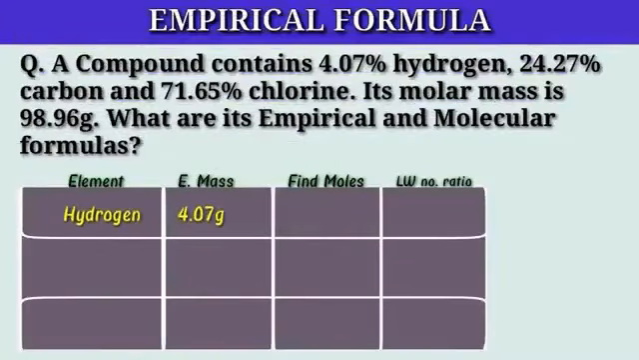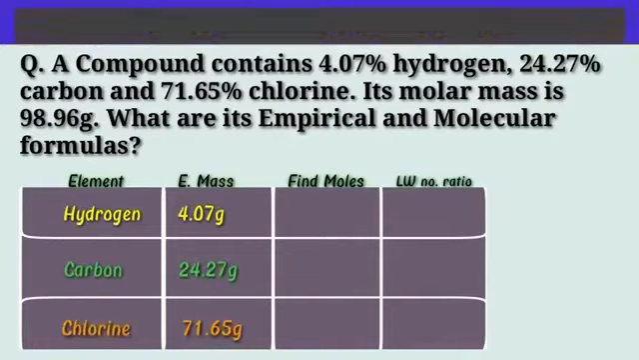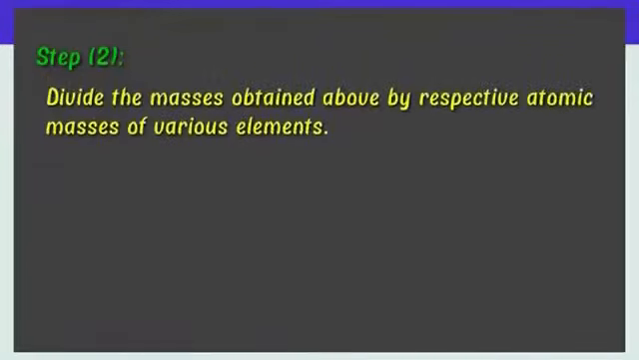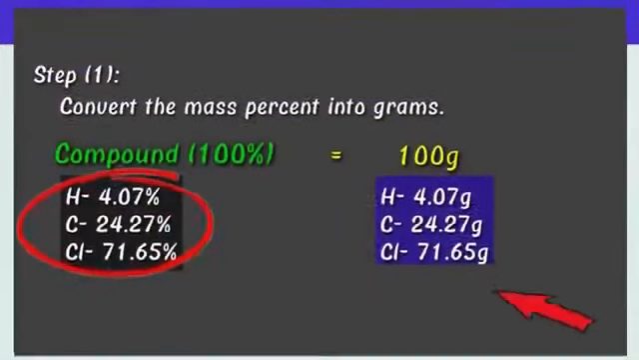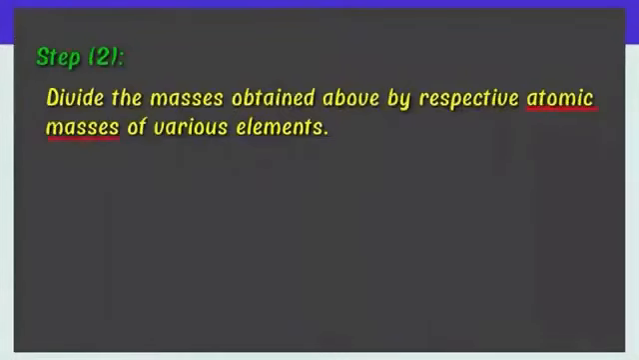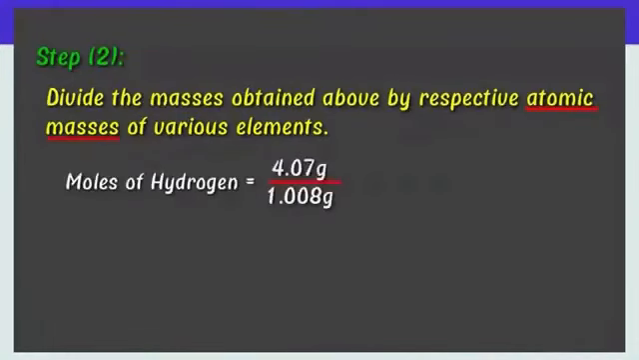So instead of saying 4.07%, we can say 4.07 grams, and so on, as in the table. So we can divide those masses by their atomic masses. Even if you divide the percentages, it won't change anything, but let us use the masses. So we know that the moles will be given by the mass divided by the atomic mass. Why are we getting these moles? In step 2, we get the moles that will give us the simplest mole ratio later on.